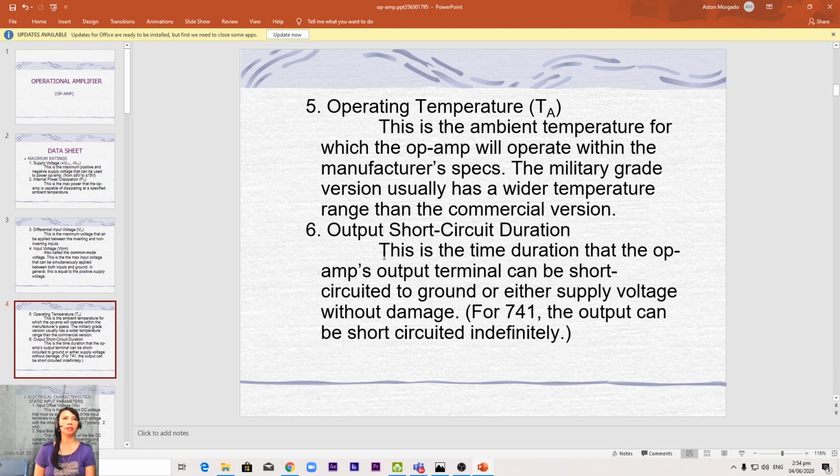Then you have the operating temperature, or TA, the ambient temperature for which the op amp will operate within the manufacturer's specs. Military grade operation usually has a wider temperature range than commercial. Commercial goes up to 70 degrees, industrial up to 85, and military beyond 100 degrees Celsius. Output short circuit duration: if you accidentally short circuit your terminal, it should be able to withstand that short circuit without damage.